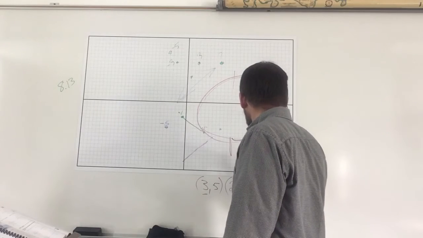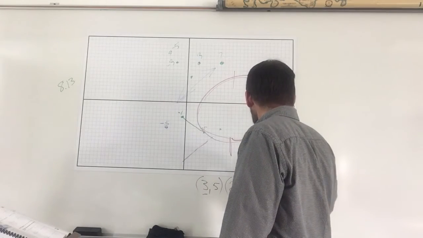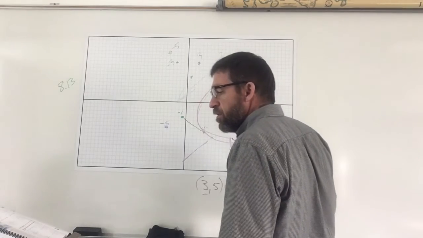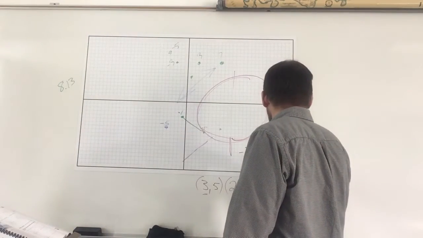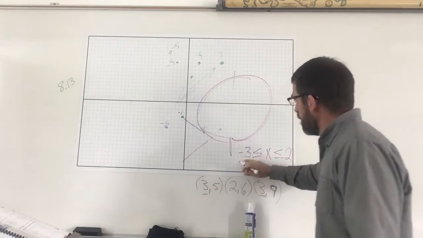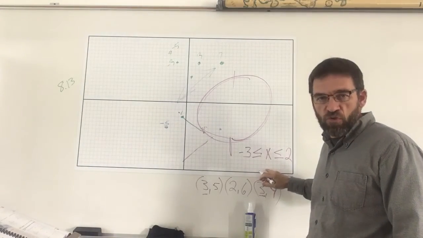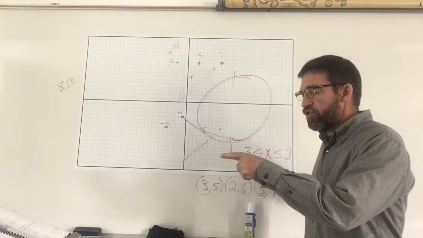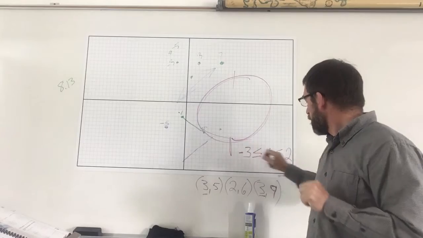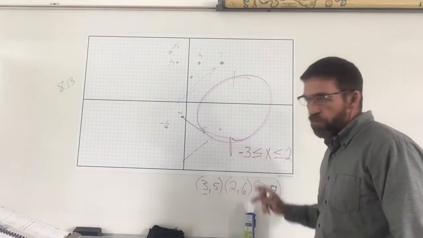And it stops at 2. So it can be -3 to 2. Positive 2. That would be your answer. That's your domain of that circle on number 3. -3 to +2, and that's the way you would write it.